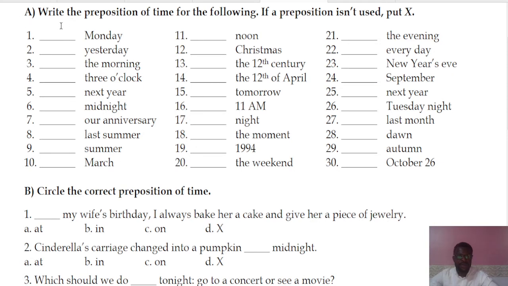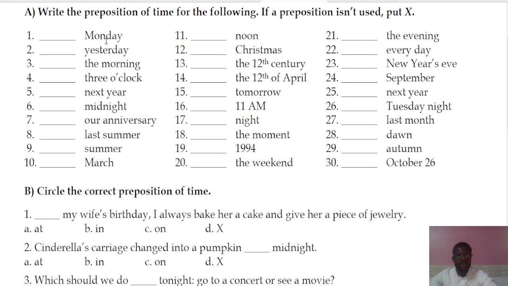So the first one here, we've got Monday. Write the preposition of time for the following. If a preposition isn't used, put X. So some of these numbers we're definitely not going to use a preposition. For example, yesterday, number 2. When you talk about yesterday, yesterday is the time marker for simple past tense to tell us that the sentence we're talking about happened in the past. It started and finished in the past. For example, I can say yesterday I went to Ankowa. So I'm not going to use any preposition for yesterday.